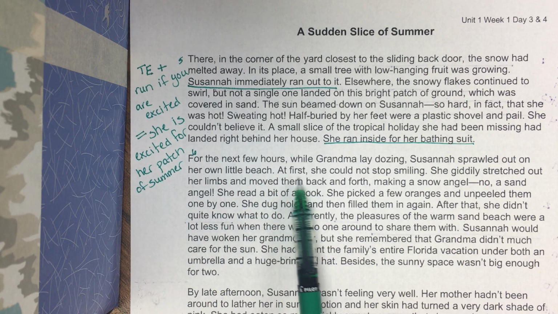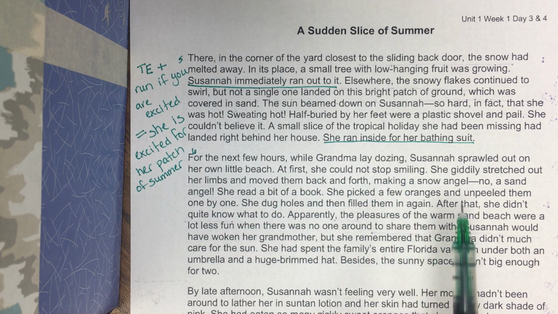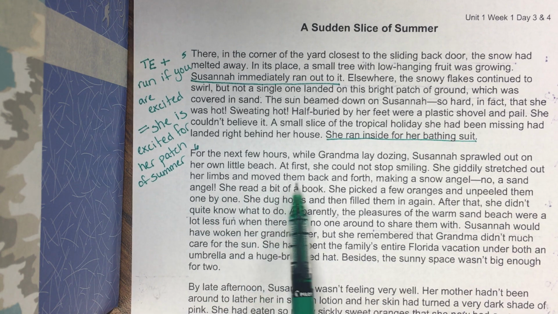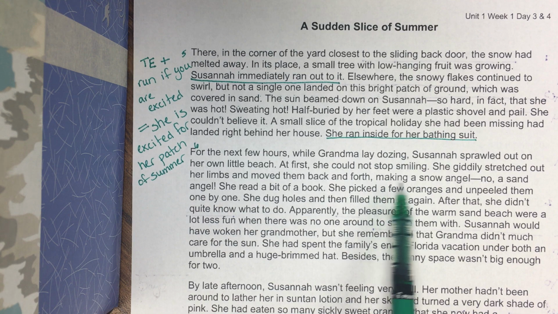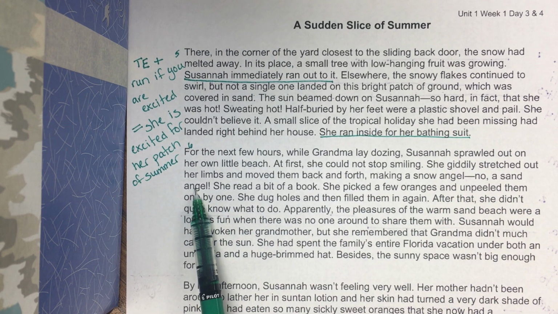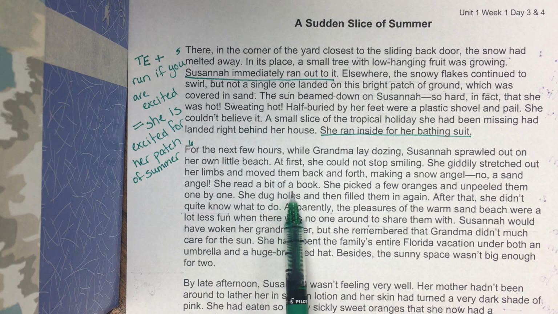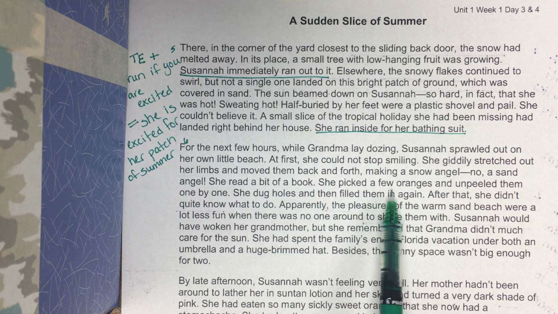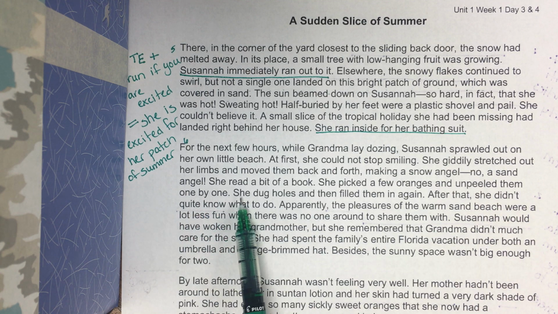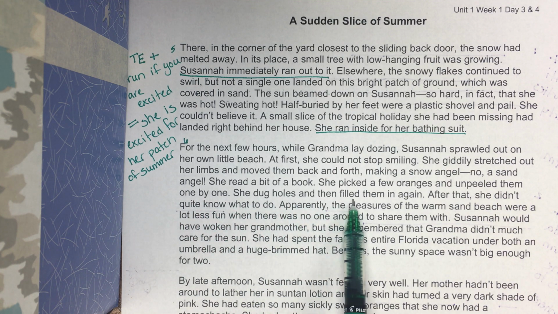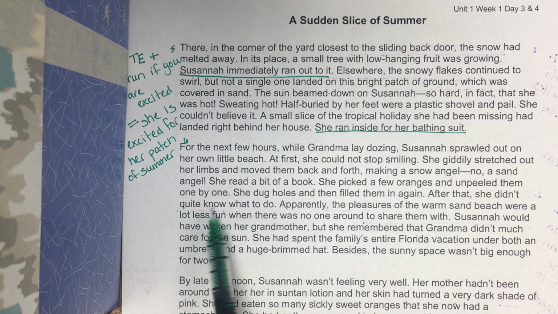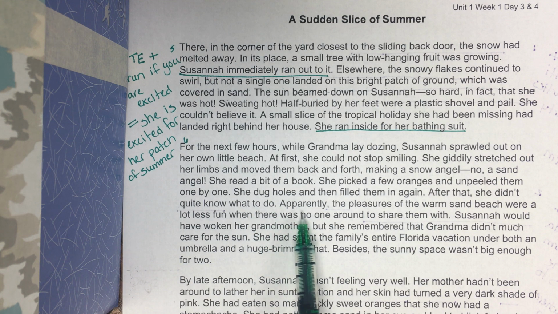beach. At first, she could not stop smiling. She giddily stretched out her limbs and moved them back and forth, making a snow angel. No, a sand angel. She read a bit of a book. She picked a few oranges and unpeeled them one by one. She dug holes and then filled them in again. After that, she didn't quite know what to do.